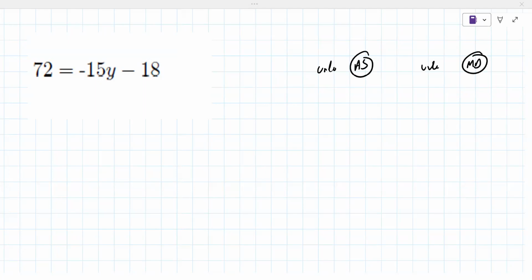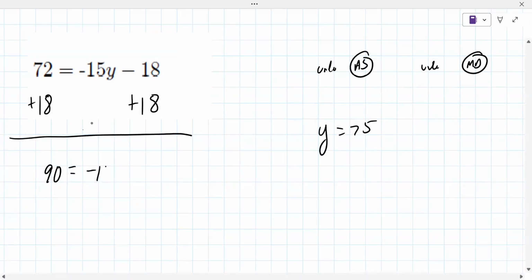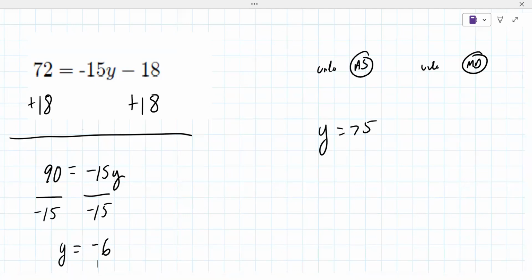I got y equals 75. You said y equals 75? Did you add 18 to both sides? Yeah. Okay, now I can see where you got that. You somehow manipulated this number and this number on the left to get that, but you're undoing it with division. So this becomes y equals... Oh, -6.